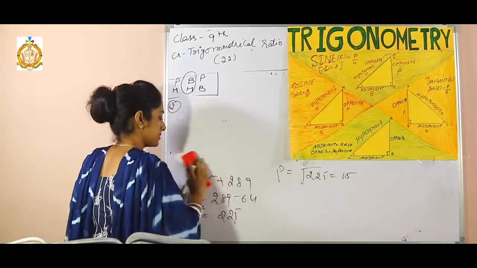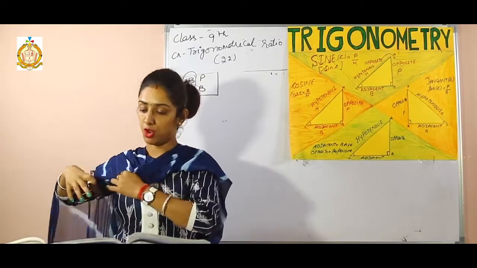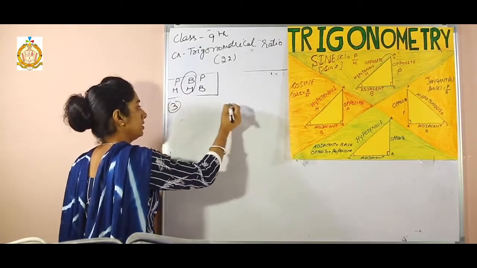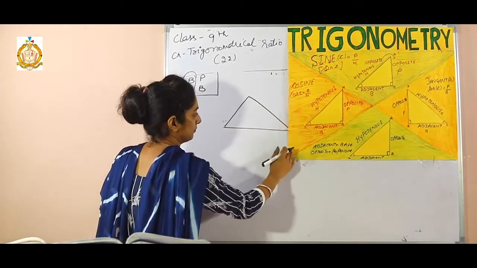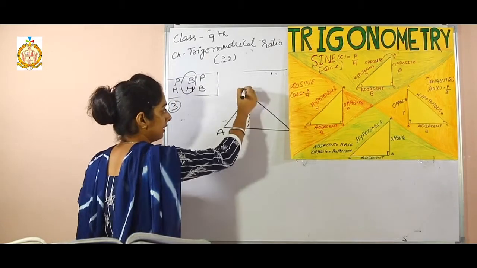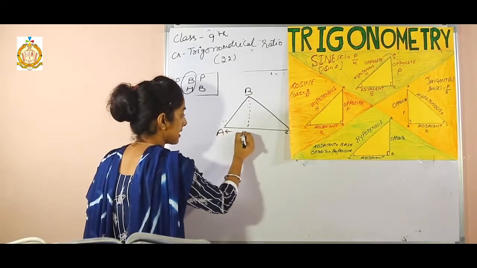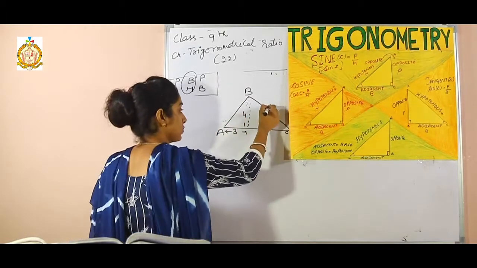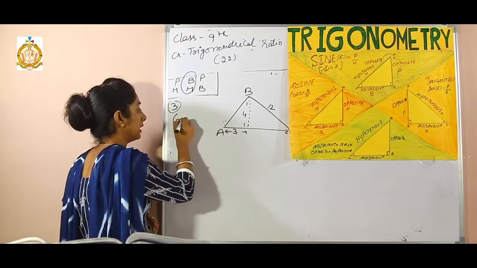Now the next part is, in the next question, from the figure find the value of cos A. Now in the third question there is a figure like this. Here is A, B, C, and this side is 3, this one is 4, and this one is 12, right? Now we have to find the value of cos A.